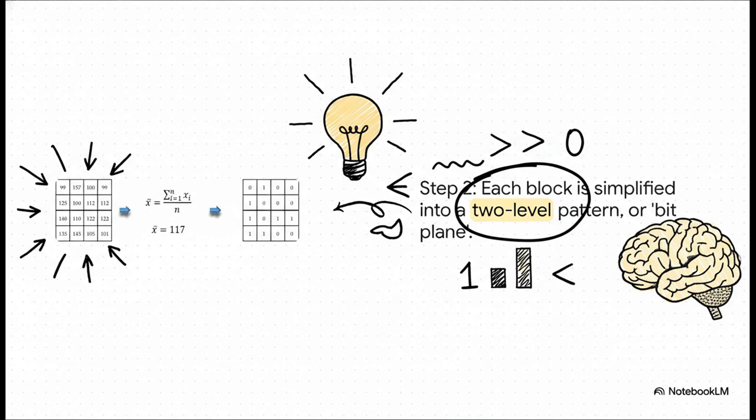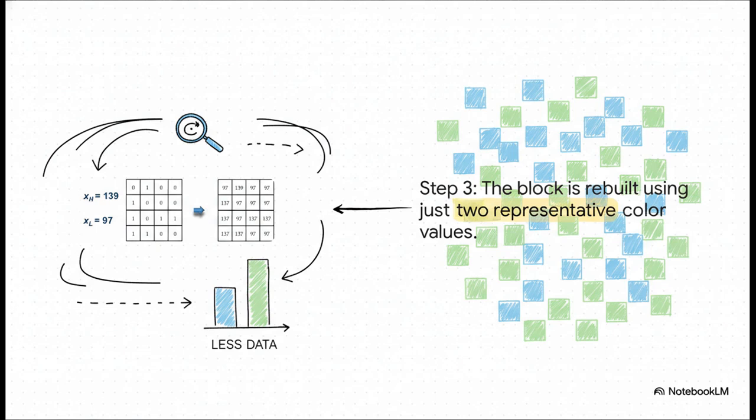Pretty neat, right? And now for the final step, where it all comes together. The algorithm reconstructs the block using just 2 colors. That's it. One for all the zeros and one for all the ones. Now, is it a perfect copy of the original? Nope. But it's incredibly close. And here's the kicker. It uses way less data. We've just traded a little bit of perfection for a huge gain in efficiency.